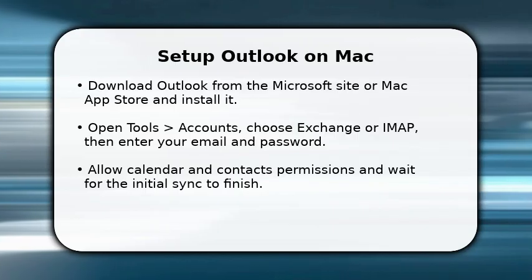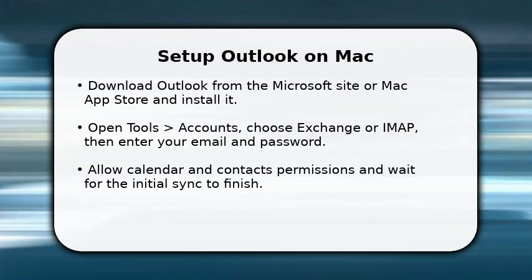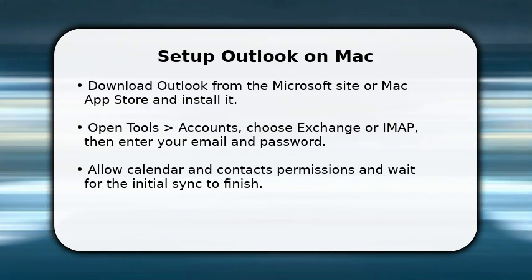Launch Outlook and choose Tools, then Accounts to add your account. Select Exchange for work accounts or IMAP for others and type your email and password. Grant permissions for mail, calendar, and contacts when prompted, and allow the initial sync to finish before using the app.